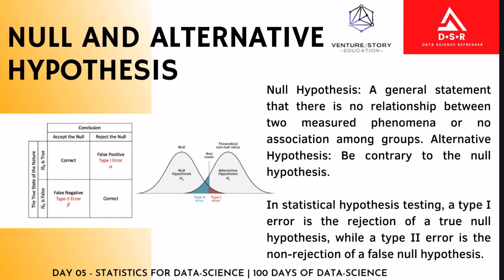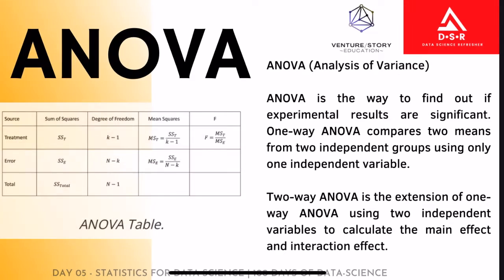So these are type 1, type 2 errors which we can get. Further, you should also be knowing a very important concept, that is ANOVA, analysis of variance. This is one of the most important parts if you are studying from some exam point of view. ANOVA is the way to find out if experimental results are significant.